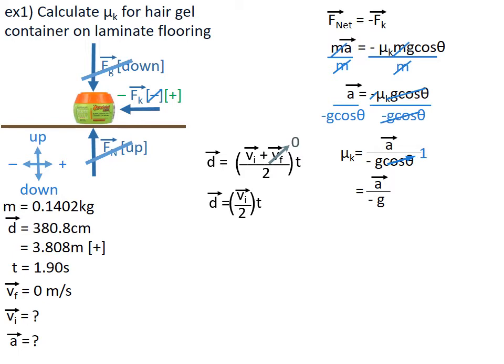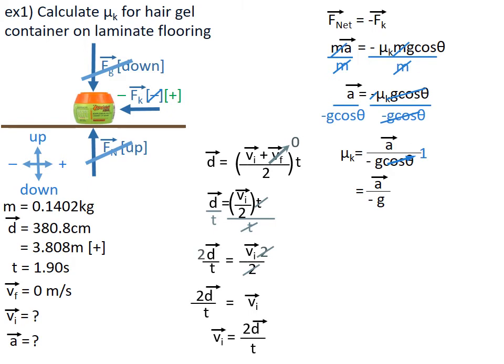Now I want to get vi by itself, so I will start by dividing both sides by t. The t's factor out. I now have d over t equals vi over 2. To move the 2, I'm going to multiply both sides by 2. The 2's on the right-hand side factor out. vi has been isolated. I can now substitute my numbers in. 2 multiplied by 3.808 divided by 1.90 gives me an initial velocity of 4.0084 meters per second.